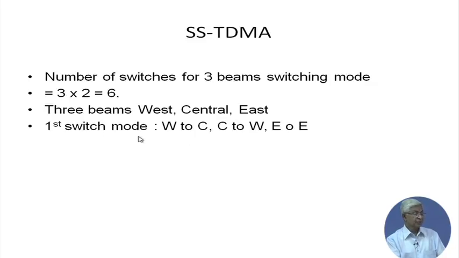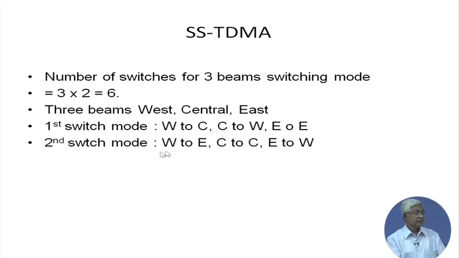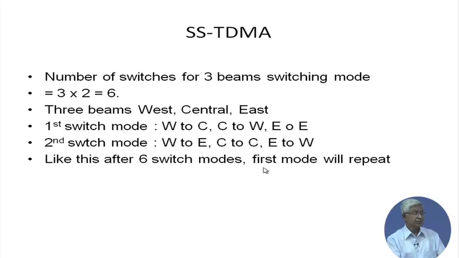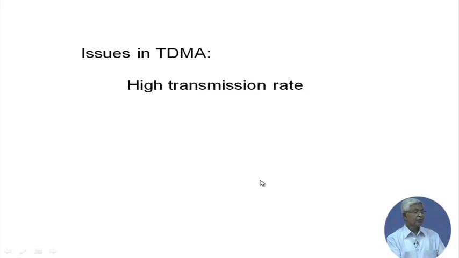And so in the first switch mode, in a configuration, the switch will be connecting west beam to central beam, central beam to west beam. See, it's making a full duplex, and east beam to east beam, and then full duplex. In the second mode, west beam to east beam, center to center, east to west. So like that, different combinations. You can draw the picture. You can see different combinations are there, and it'll come back to the first switch mode. So like that, 6 switching modes will be required, and then it will come to the first mode, and it will repeat on that.